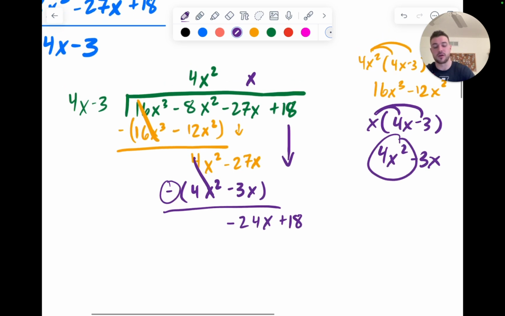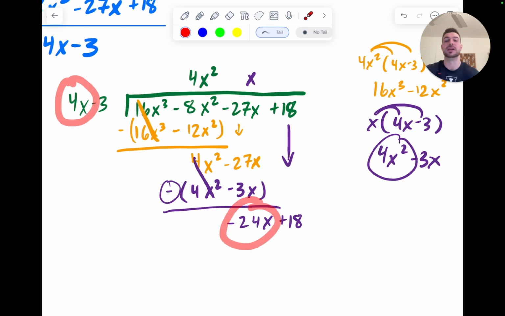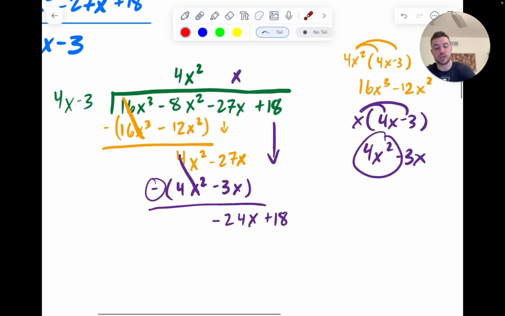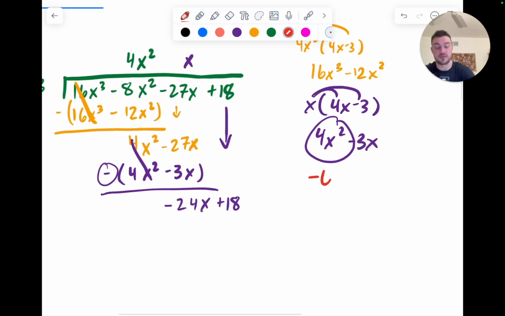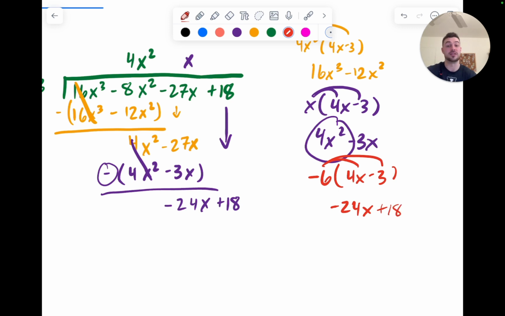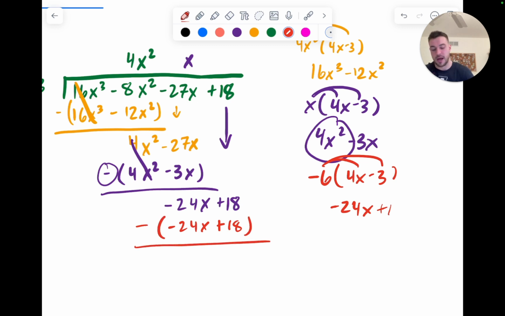And now I need to think about, okay, how close can I get 4x to negative 24x? Well, we could multiply, and we should multiply, by negative 6. Because negative 6 times 4x - 3, if I distribute that in, I get negative 24x plus 18, which is exactly what I need it to be. So I'm going to put negative 24x plus 18 underneath. And remember, we are going to subtract. So negative 24x minus negative 24x cancels. And then we have 18 minus 18, which also cancels, and we are left with nothing left over.